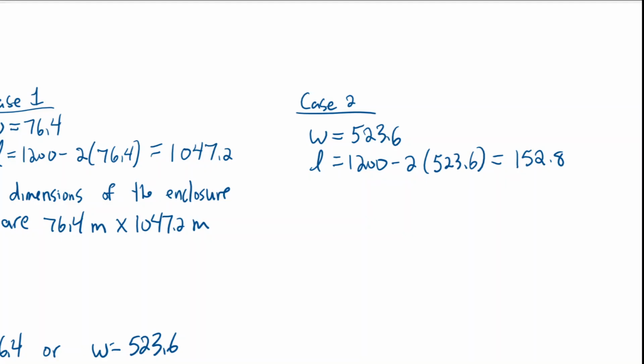So we have 76.4 meters by 1047.2, or we've got 523.6 meters by 152.8. Let's check if this makes sense by multiplying these together to see if the area makes sense. 523.6 times 152.8 also gives us about 80,000. I'm not really a fan of my numbers here, and maybe I made a mistake with rounding, but do your best to just follow the process to get the answer.